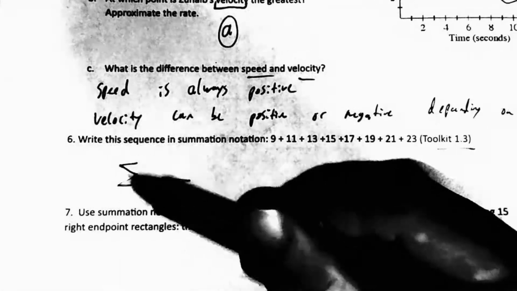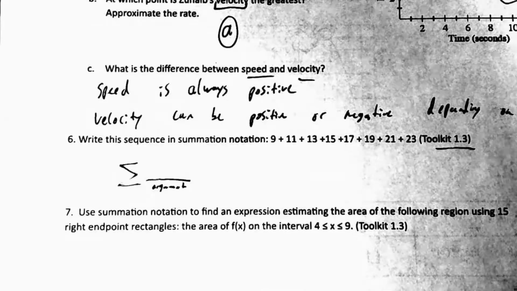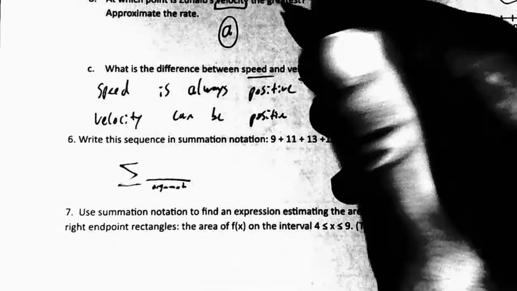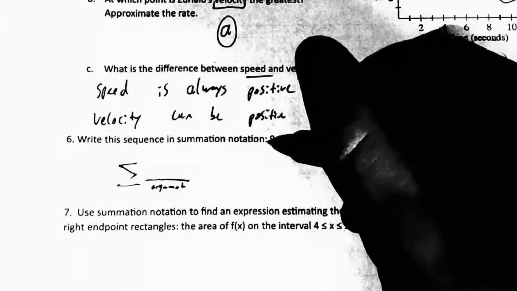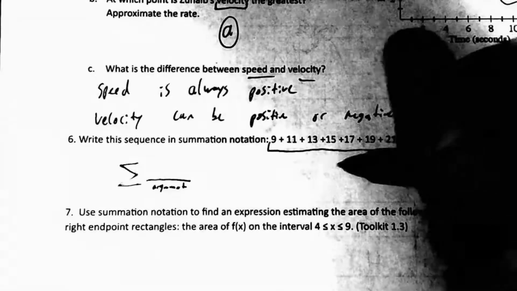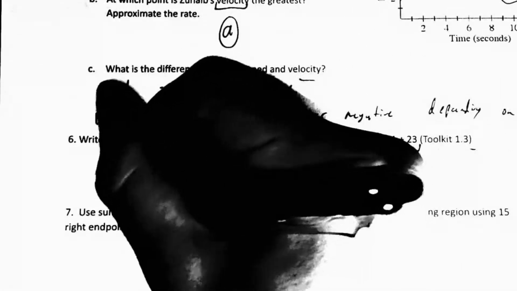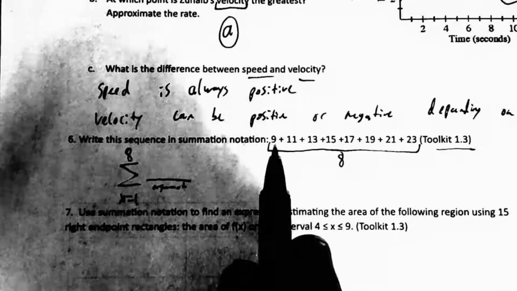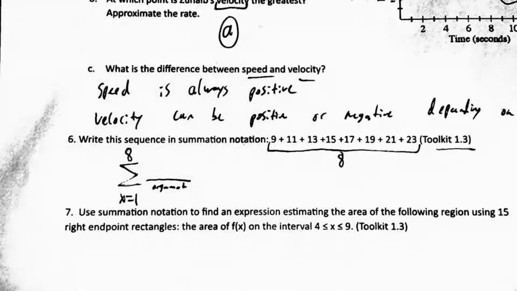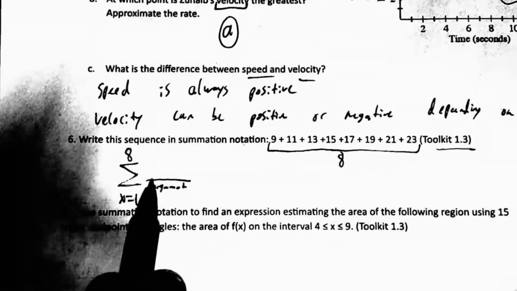Now, the beginning point and the end point are easy to find based on how many terms we have. So you just want to count them. 1, 2, 3, 4, 5, 6, 7, 8. I have 8 terms right here. So I know I'm gonna start by saying x equals 1, and I'm gonna finish at 8. This guarantees me 8 terms. 1, 2, 3, 4, 5, 6, 7, 8. 8 terms. So you get points just for doing that. Okay. The tricky part is figuring out the argument.